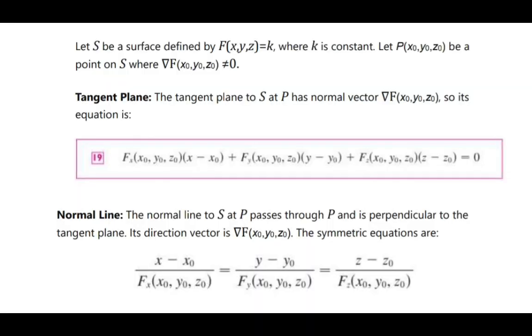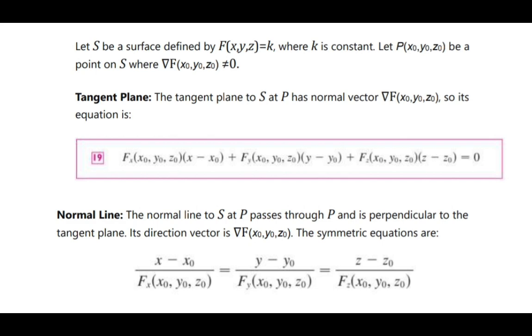Now we have here a formula for our tangent plane. The tangent plane to S at P has normal vector ∇f(x₀, y₀, z₀). So its equation is fₓ(x₀, y₀, z₀)(x − x₀) + f_y(x₀, y₀, z₀)(y − y₀) + f_z(x₀, y₀, z₀)(z − z₀) = 0.